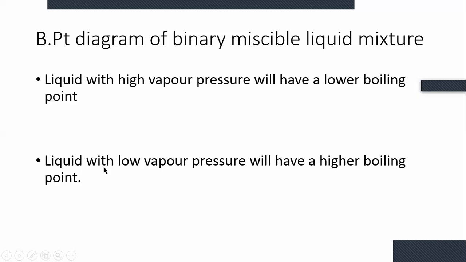But when the liquid has a low vapor pressure, you need to put in more temperature, a higher temperature, for you to make it boil. I don't know if I'm communicating. I need you to understand it very well. Liquid with high vapor pressure, the pressure is high. So with little temperature, it will begin to vaporize. It easily escapes. So you don't need a higher temperature to make it boil. So that's why we say liquid with high vapor pressure will have a low boiling point.